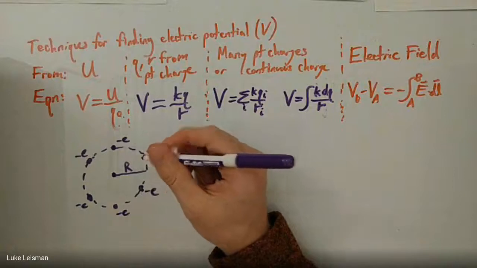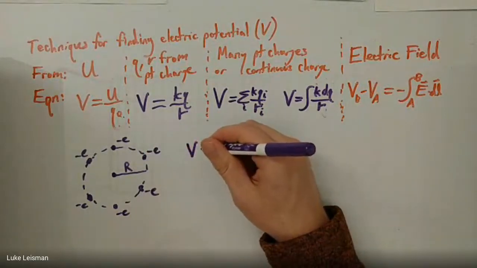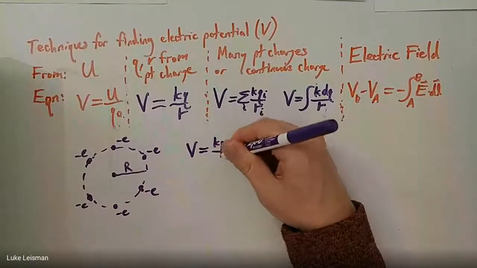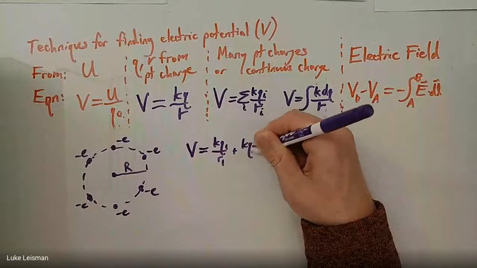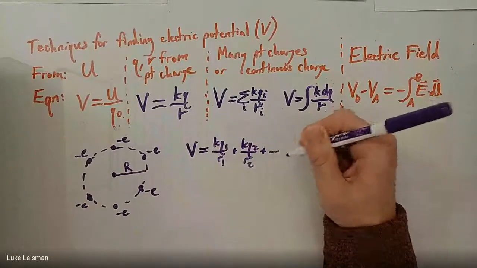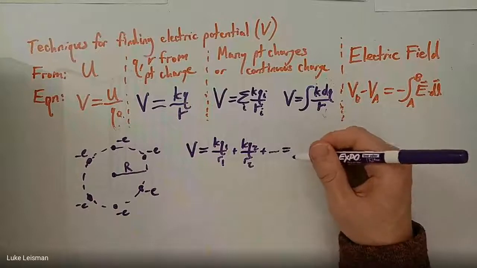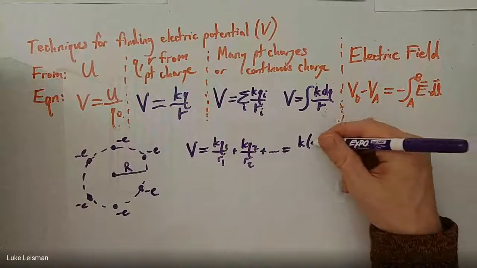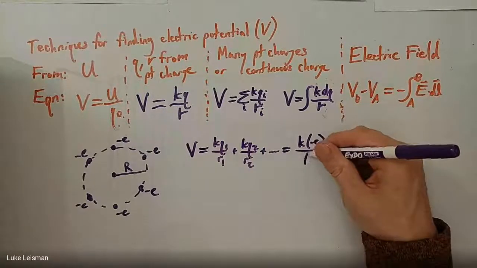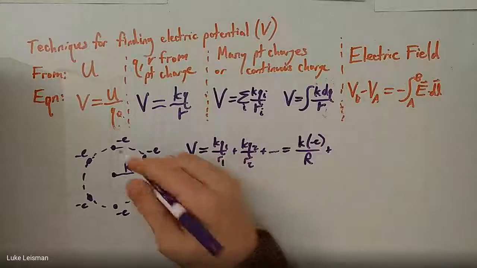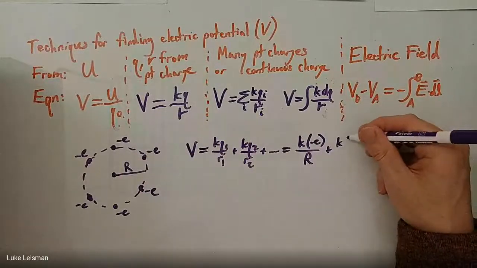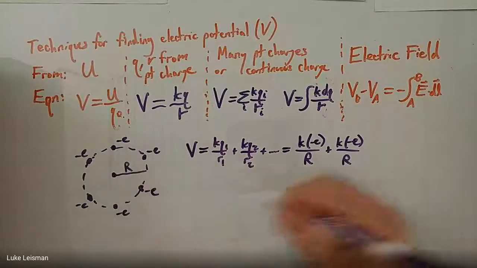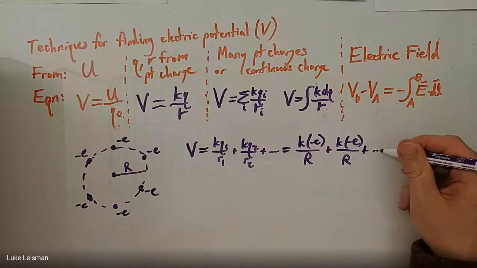Well, to calculate the potential, we just need to add up the potential from each individual charge, right? kq1 over r1 plus kq2 over r2 plus dot, dot, dot. And so, what do we have here? If we take this to be charge number 1, it has charge minus e, and its distance is big R away. The second charge here also is k times minus e over R, also has charge minus e, also has the distance R away. The third one has the same.